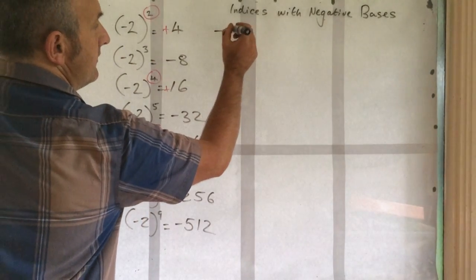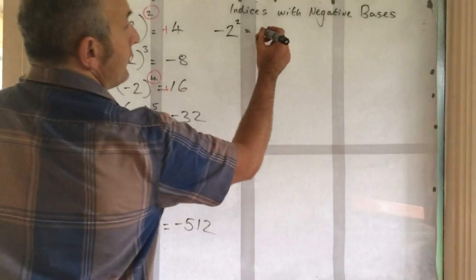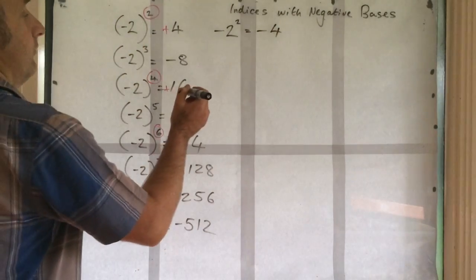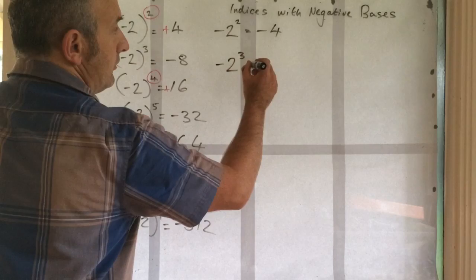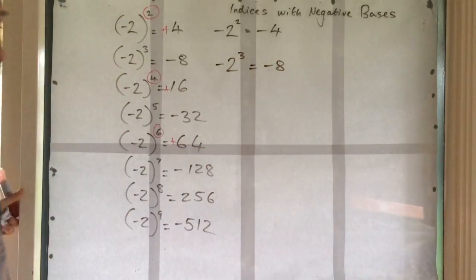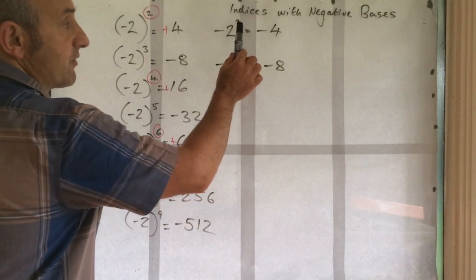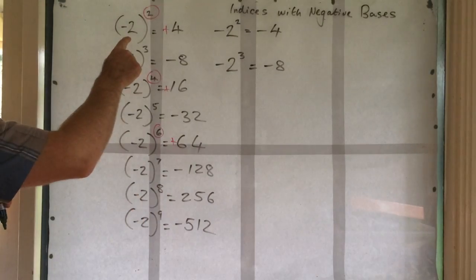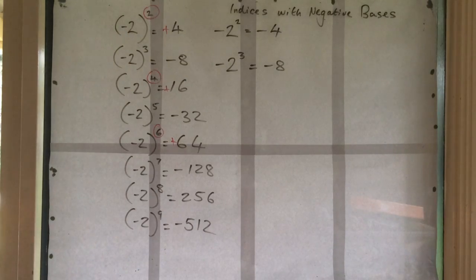if I go negative 2 squared and I don't use brackets, I'm going to end up with negative 4. And if I go negative 2 without brackets cubed, I'm going to end up with negative 8. In fact, they're always going to be negative, because in this case I'd square the 2 and then make myself negative. Whereas this one is saying what's negative 2 times negative 2, because the negative is in the brackets. So just be really careful about that.